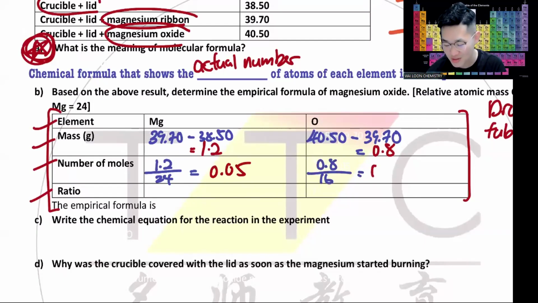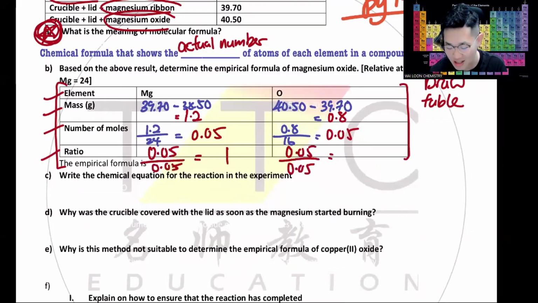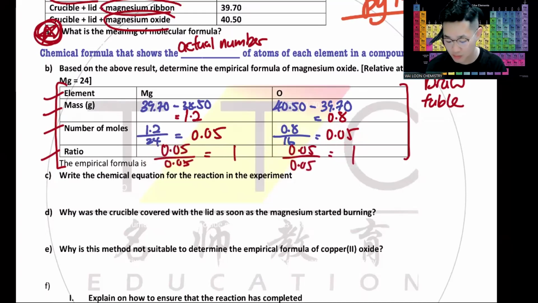And then the ratio. The way we do ratio is we bring the number of moles down, and then we divide both numbers with the smallest one. Like in this case, both are 0.05. So I end up getting 1 and 1. So for a question like this, you can actually skip the ratio step and straight away go with the simplest ratio. Okay, later on we'll be doing questions that are harder, and it involves different decimals.